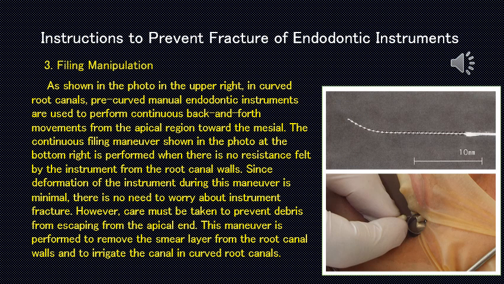3. Filing manipulation. As shown in the photo in the upper right, in curved root canals, pre-curved manual endodontic instruments are used to perform continuous back and forth movements from the apical region toward the mesial. The continuous filing maneuver shown in the photo at the bottom right is performed when there is no resistance felt by the instrument from the root canal walls.